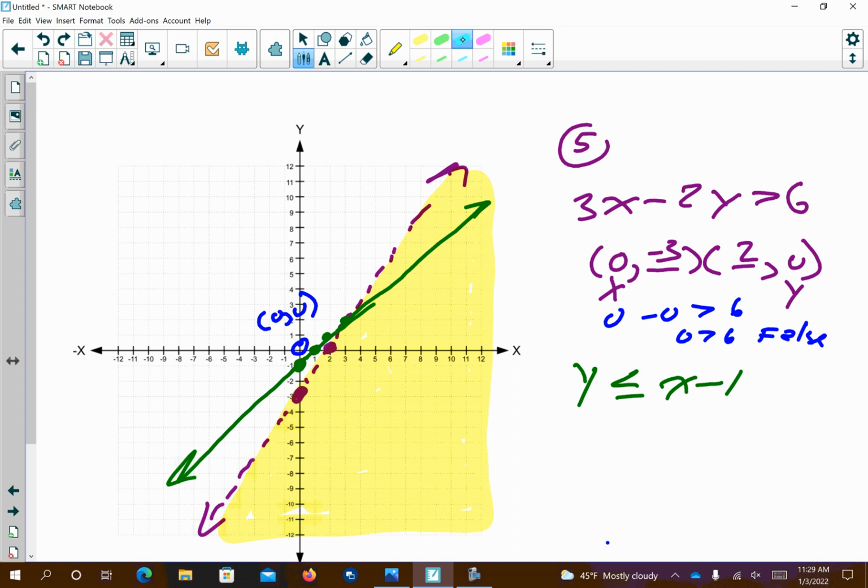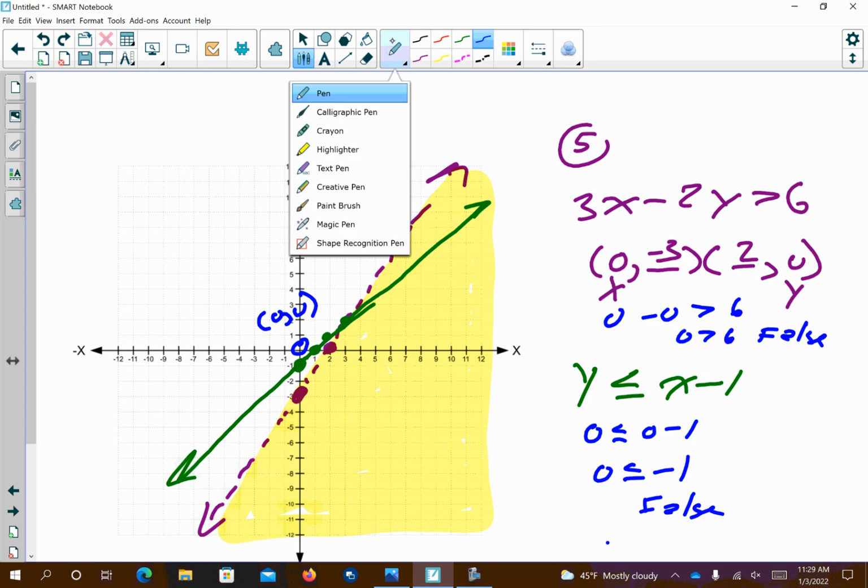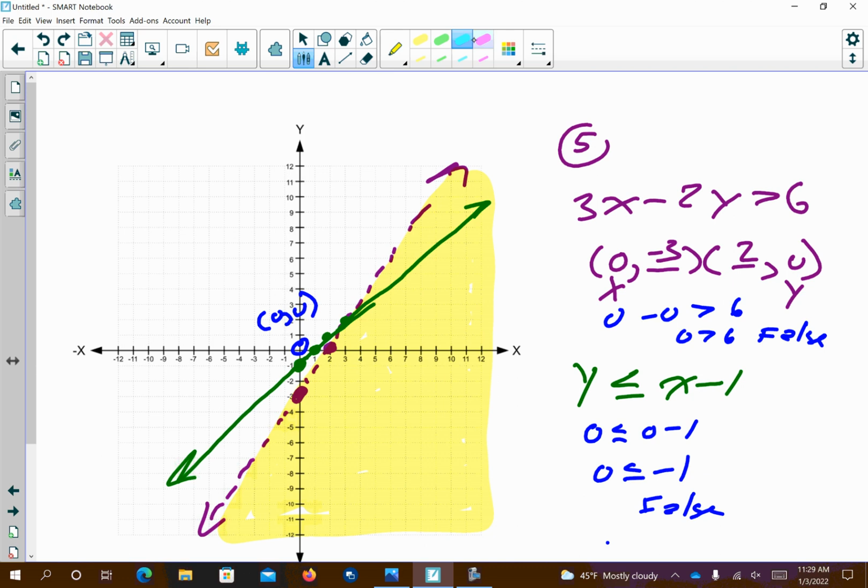And then I'm going to take that 0, 0 and I'm going to plug it into the other one. So 0 is less than or equal to 0 minus 1. Is 0 less than or equal to negative 1? That's also false. So that means I need to shade below the green line. So if we follow suit with what we were doing, and again, you probably don't have highlighters to do this, but we're shading down in this region here.